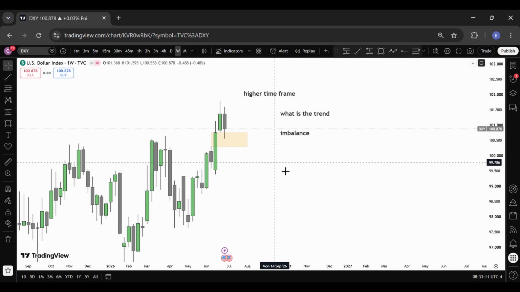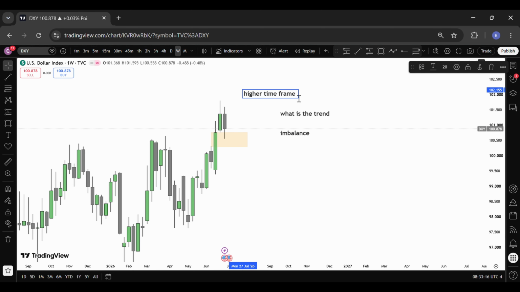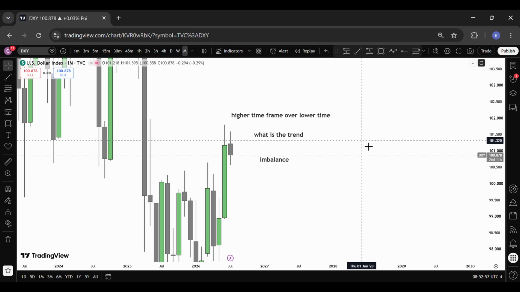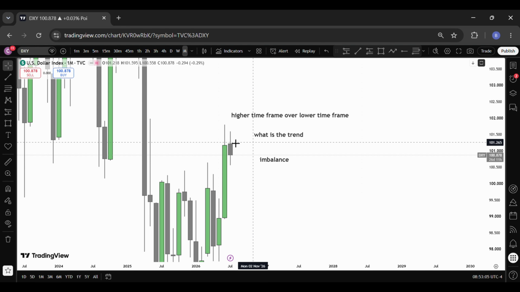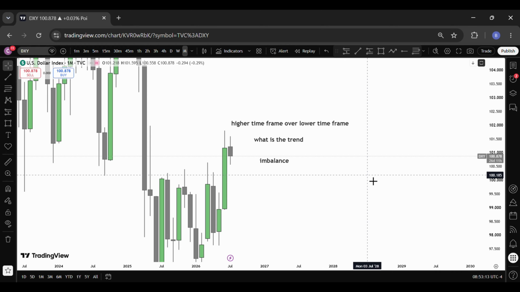So now these 3 things, higher time frame over lower time frame. You have to start from the higher time frame. Now I want to trade for the month of June, right? Let's go to the monthly time frame. Now, let's say we want to trade for the month of July. What are the things you need to pay attention to?